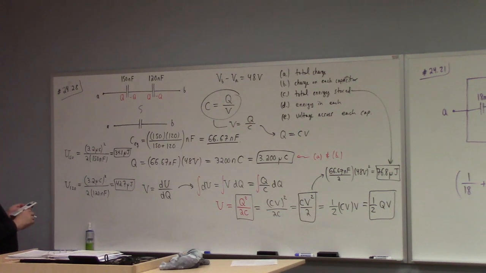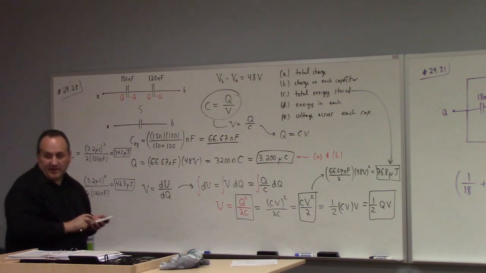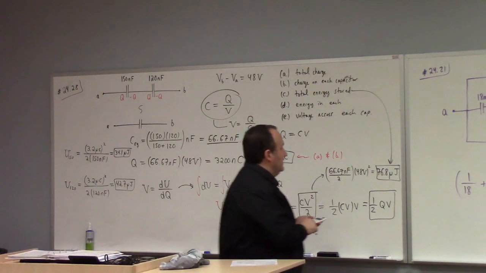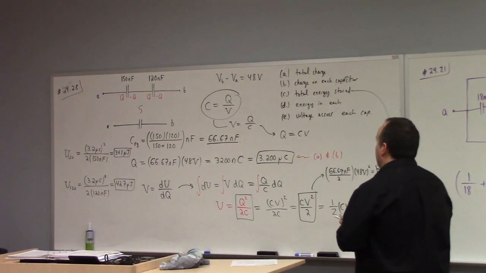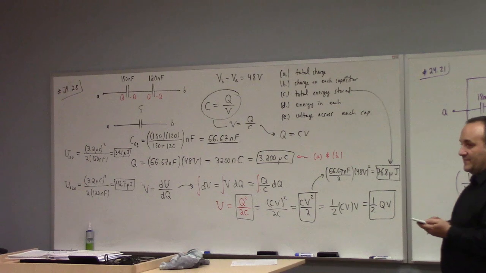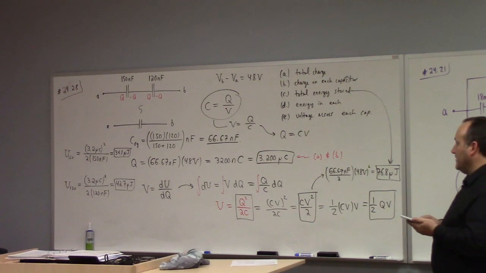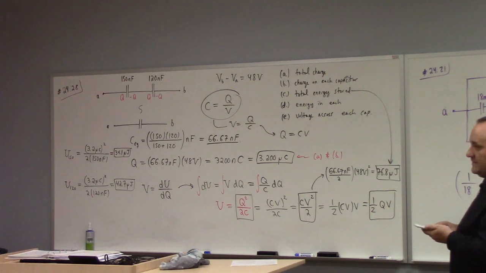Notice that 42.7 plus 34.1 is about 76.8, which is what we got for the total energy. So if I'm wrong about parts C and D, I've been wrong in a really interesting way. So good. Now what's the voltage across each capacitor?